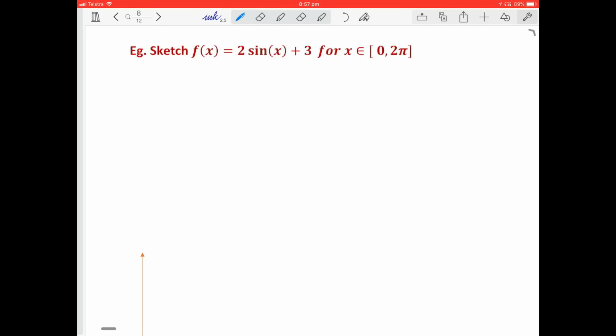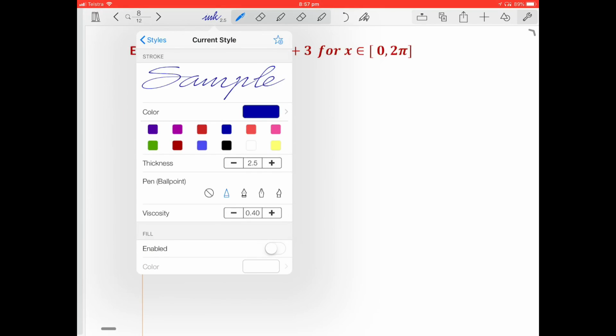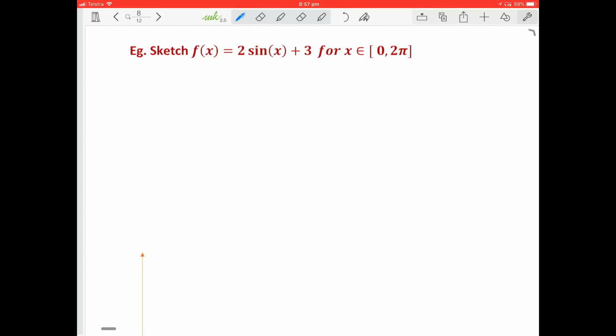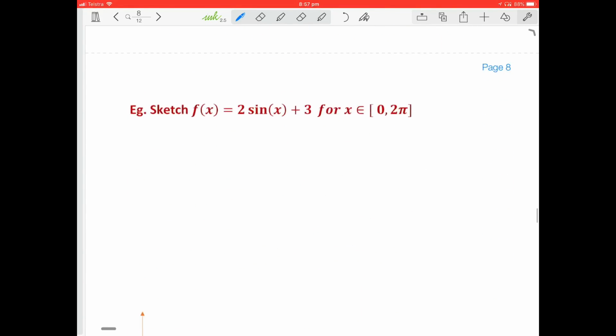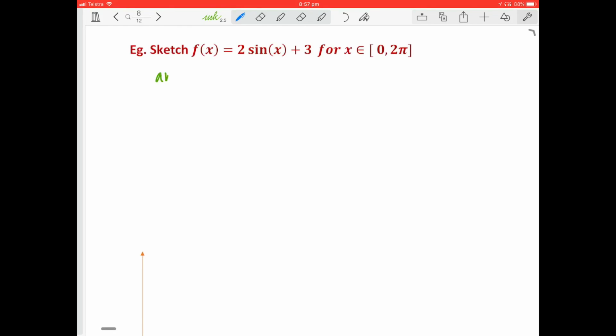Okay, so let's have a look here. Let's go green. We haven't done green before. Okay, so the first thing we needed to do was state the amplitude. Amplitude is 2. Period is 2 pi on n. In this case, n is 1, so it's 2 pi. My center is at 3 because it's been moved up 3.